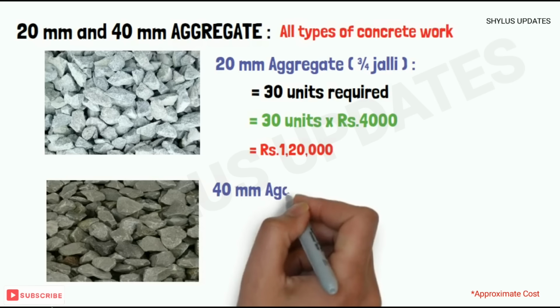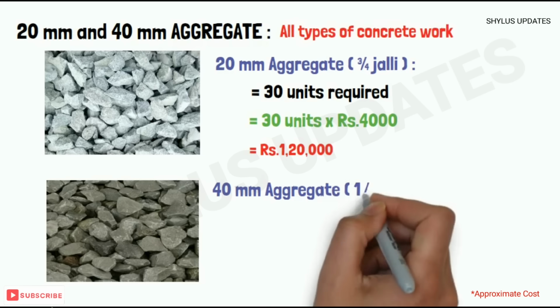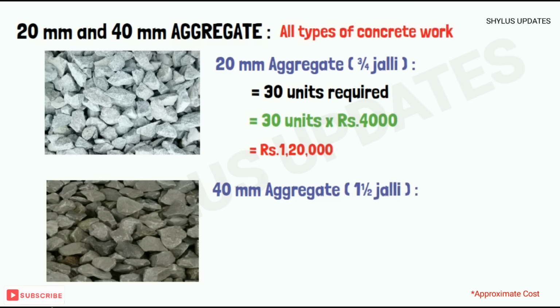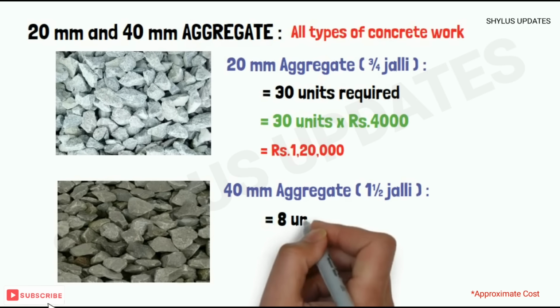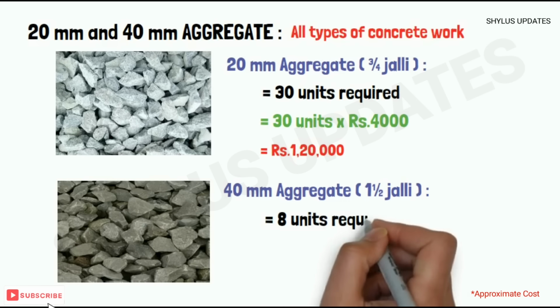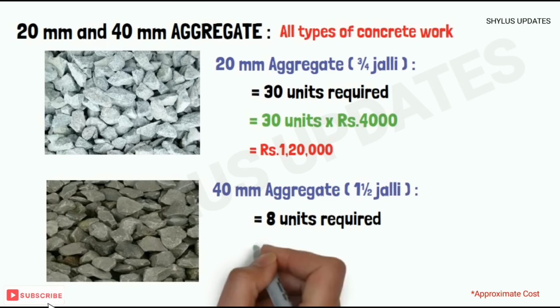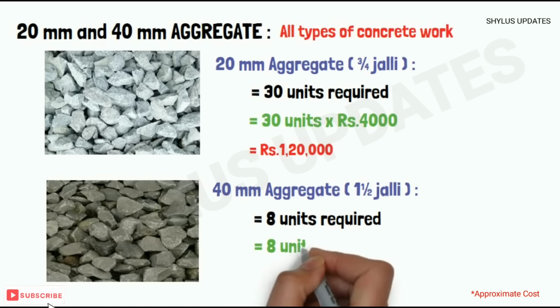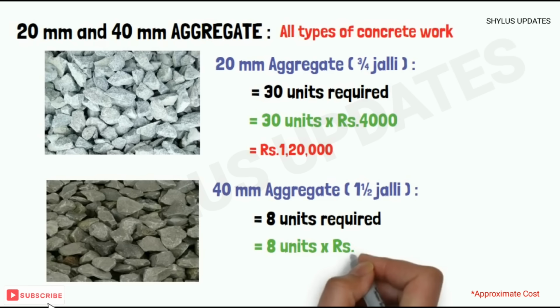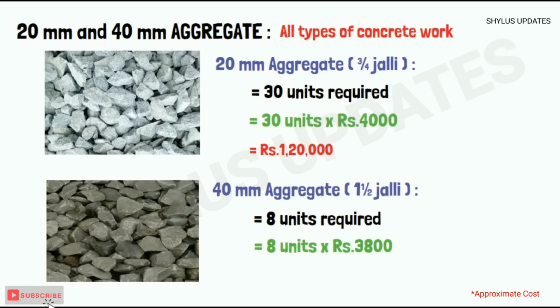Next, 40 mm aggregate. For a 2000 square feet house, 8 units of 40 mm aggregates are required. The current market rate of 40 mm aggregate is rupees 3,800 per unit. When you multiply 8 units into rupees 3,800, you get rupees 30,400.